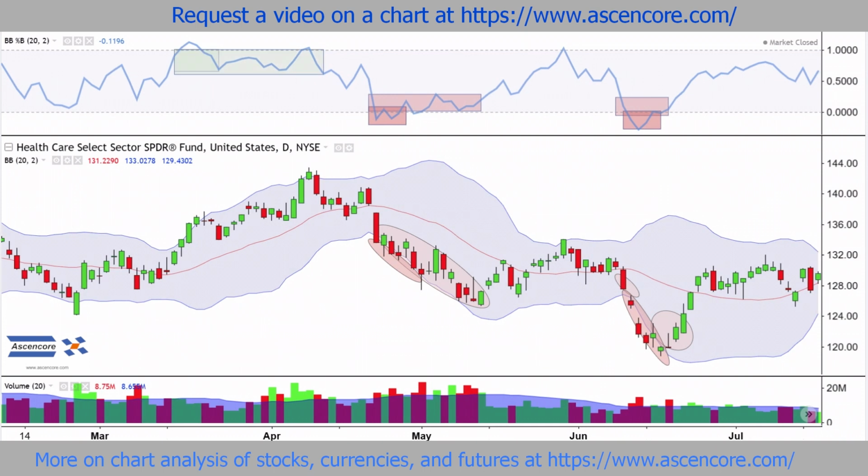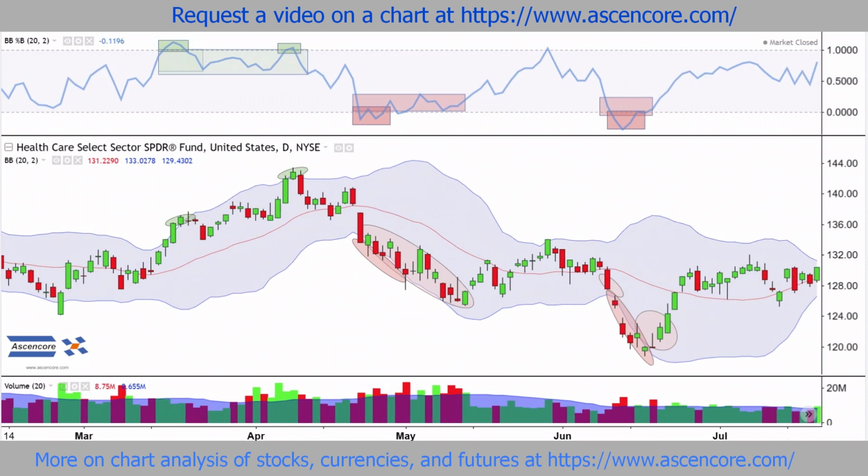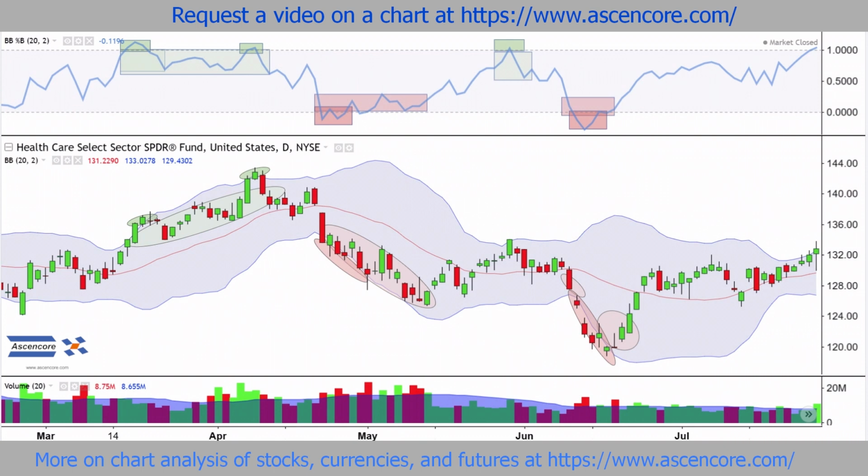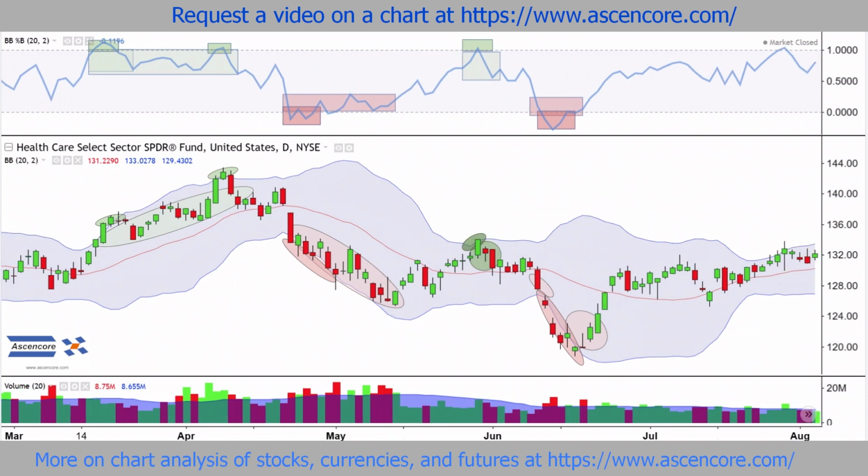When closing price is equal to the upper band, the %B indicator will be equal to 100%. And when closing price is higher than the upper band, %B will be over 100%. If closing price is equal to the median of the Bollinger Bands, %B would be 50%.